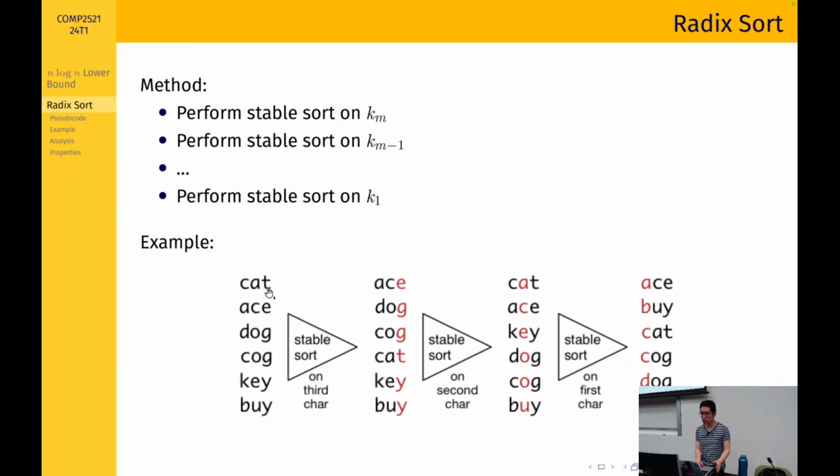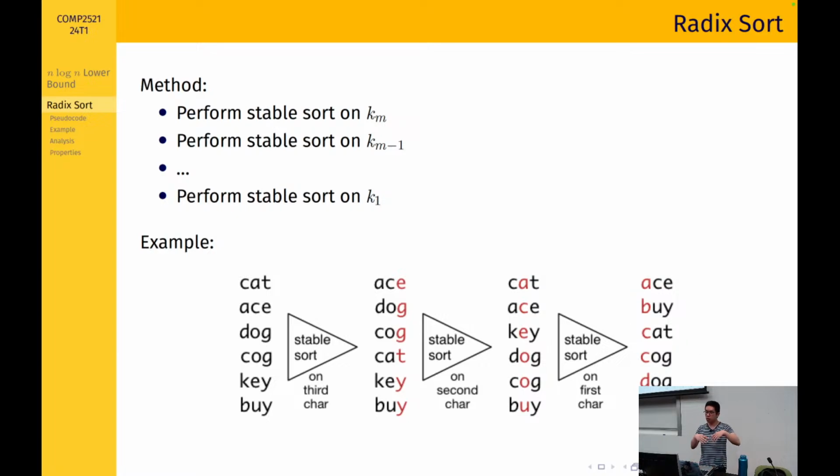Right, so here's an example. Suppose we have these words. In order to sort them using radix sort, we perform a stable sort first on the third character, the last character. Right, so that's going to give us that. Then we perform a stable sort on the second character, which is going to give us this. Then we perform a stable sort on the first character, and that's going to give us this.